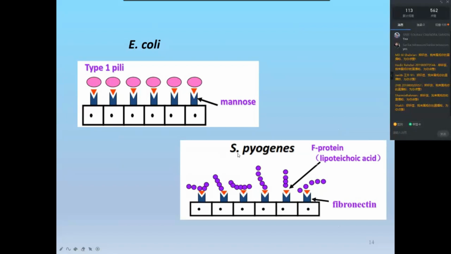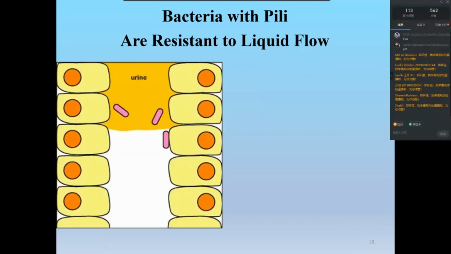Or the Streptococcus pyogenes. This is the coccus bacteria, Streptococcus. They produce a protein called F protein, which contains a lipoteichoic acid. This lipoteichoic acid can bind to fibronectin, a human protein produced on the surface. So this is a receptor and ligand binding, which can help the pathogen to adhere to the surface.